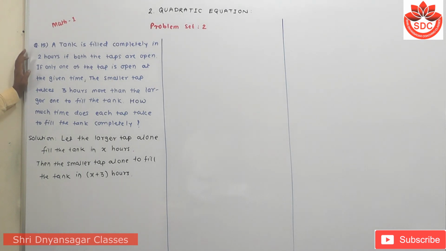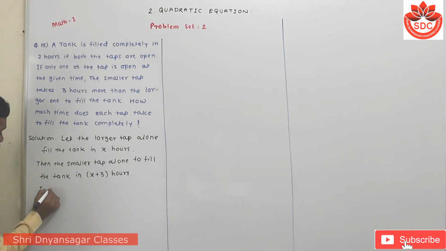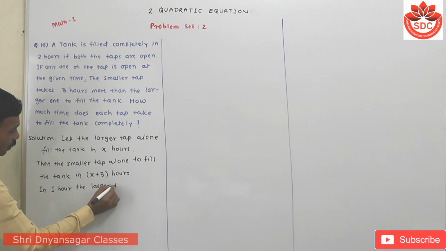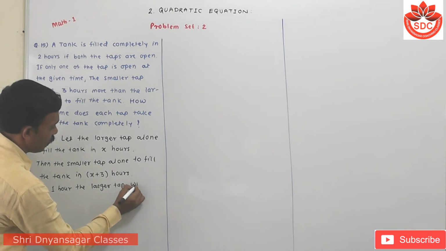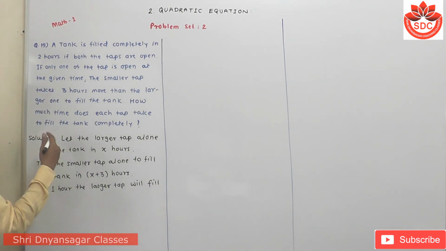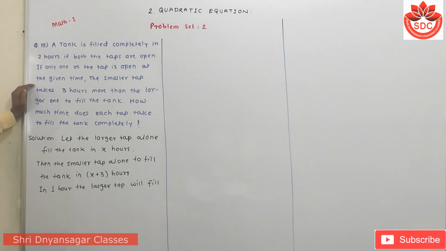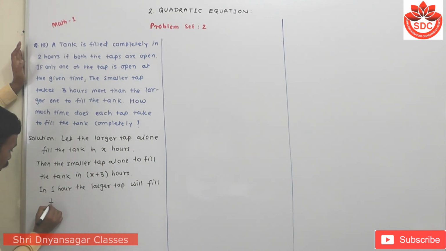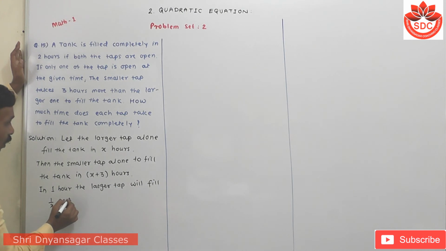Now students, in 1 hour. Here 2 hours are given, so let's consider 1 hour. Let's see how much of the tank is filled in one hour. In 1 hour, the larger tap will fill 1 upon X part of the tank, since the time taken by the larger one is X.